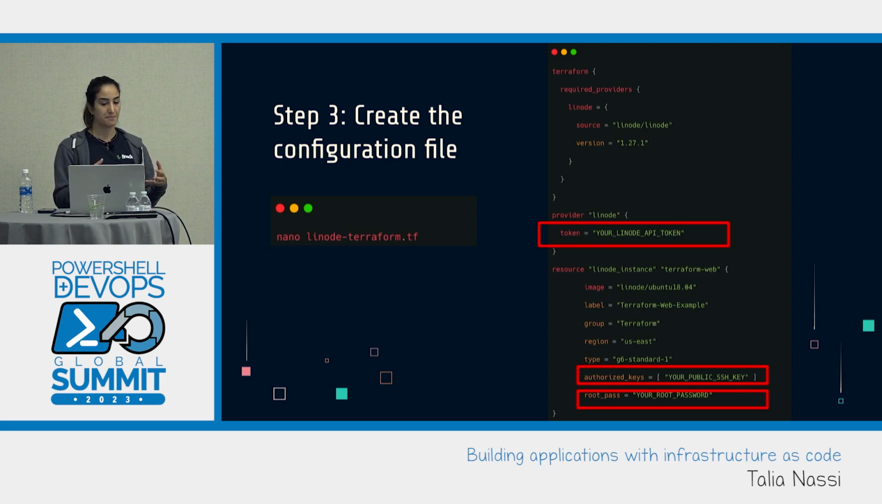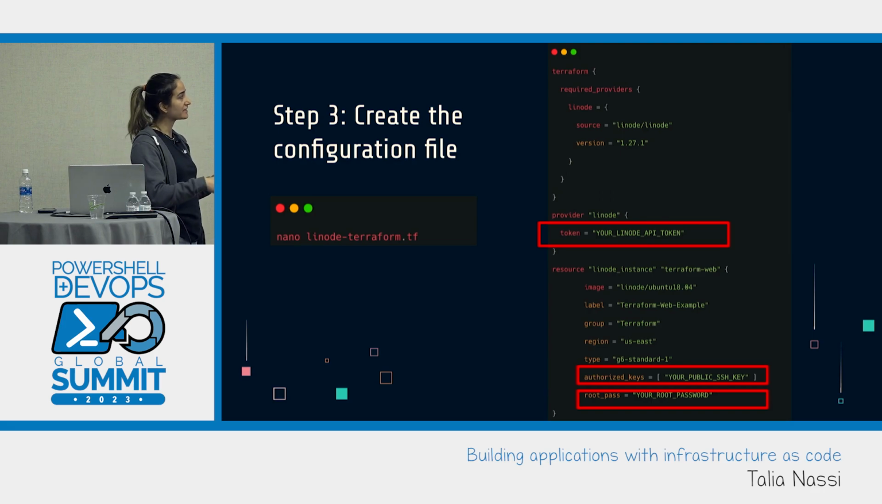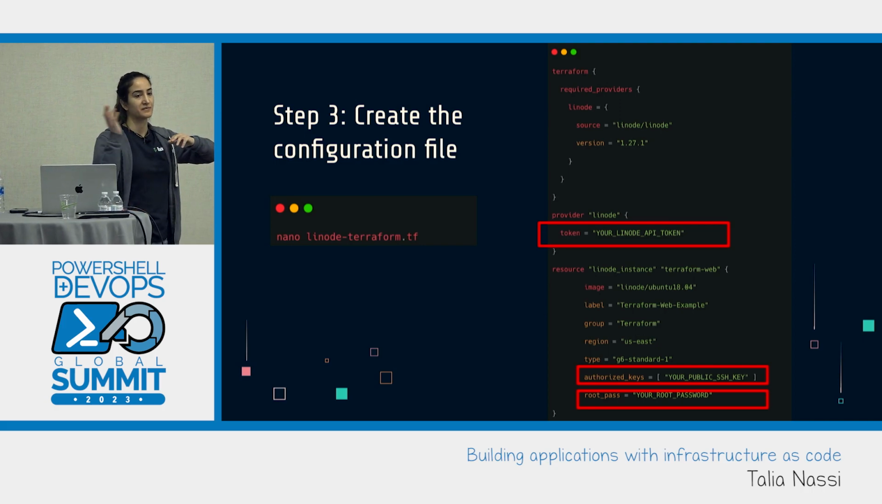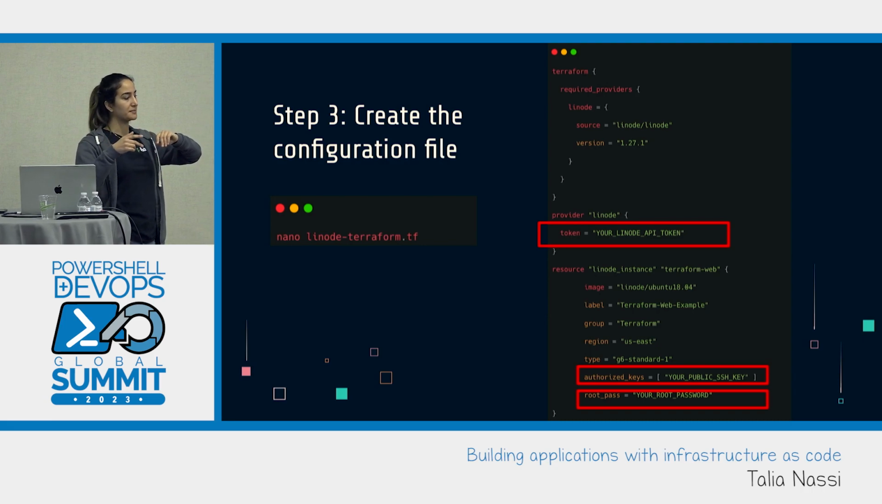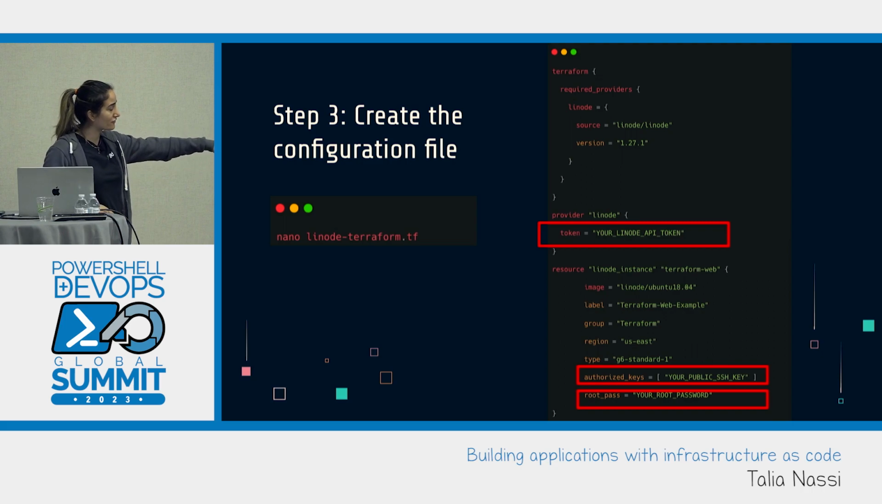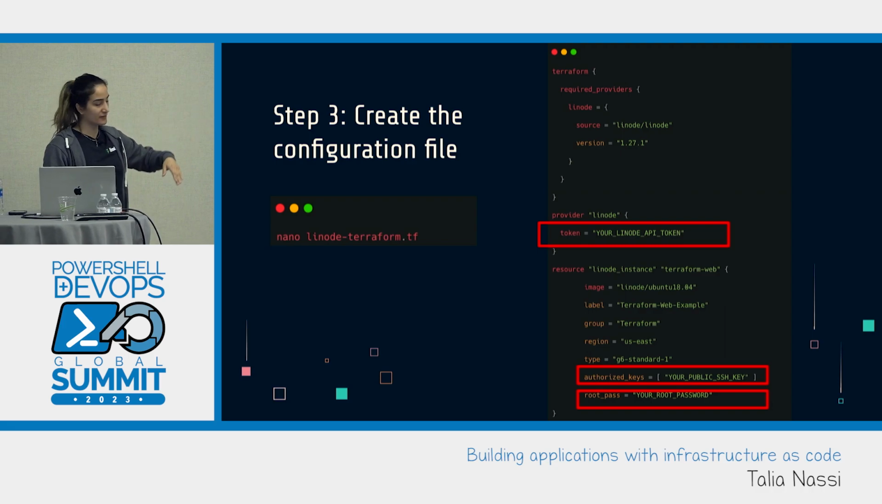So this template is from the Terraform Registry. All I did was copy and paste it, and I have to copy my Linode API token here. If I was using PowerShell, or if I was using Google or whatever, I would have to add that API token. So this is just specific for Linode because I'm using Linode resources. You add the passphrase that you just created, and yeah, this is your configuration file.